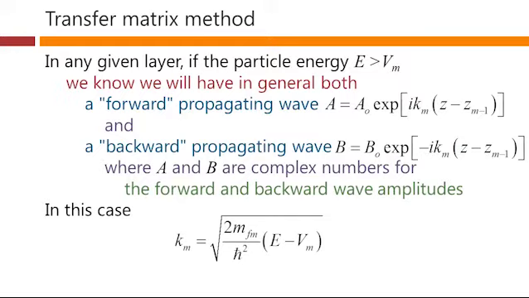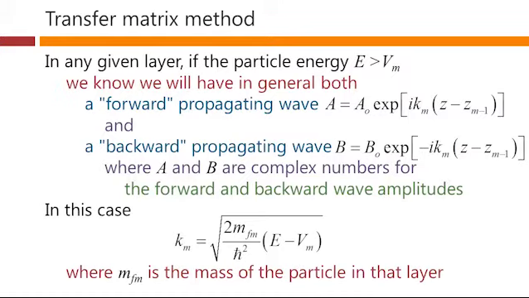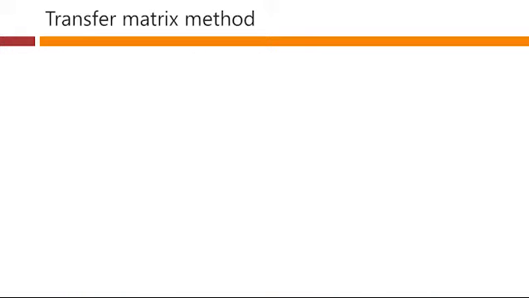In this case, Km, the wave vector, will just be the square root of 2 mfm, the mass in this layer, divided by h bar squared, times E minus Vm. So this will be a real number. It will be the square root of this. We could choose to take the positive square root, which is what we will do here. And this will work when E is greater than Vm, because this will be a propagating wave. And as I said, mfm is the mass of the particle in that layer.